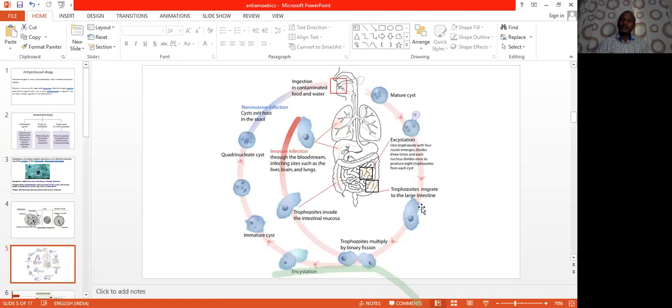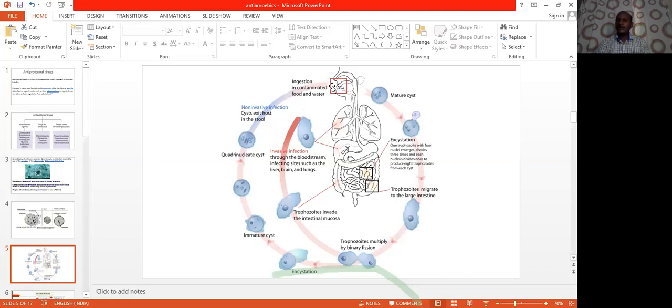Okay, and these trophozoites will be present in the small intestine, and then they migrate from the small intestine to the large intestine. So here in the life cycle, if you see, only two phases will be there, and this entirely happens in the human itself, or the host itself.